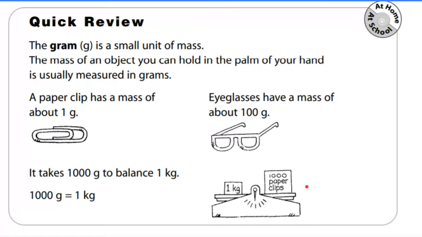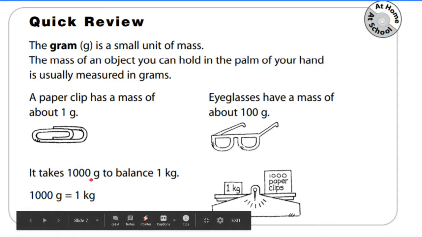All right, so quick review. The gram is a small unit of mass. The mass of an object you can hold in the palm of your hand is usually measured in grams. So a paperclip has a mass of about 1 gram. Eyeglasses have a mass of about 100 grams. It takes 1,000 grams to balance 1 kilogram. So 1,000 grams equals 1 kilogram.